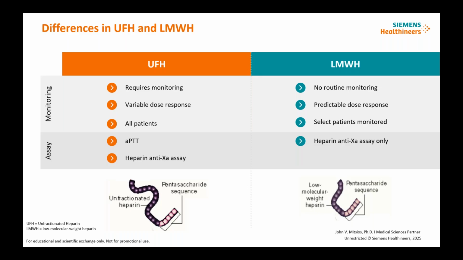It's the molecular weight or the size of the anticoagulants. But what's interesting is you can see in the slides that the pentasaccharide sequence is preserved in both unfractionated and low molecular weight heparin. If you look at UFH, which does require routine monitoring, it has more of a variable dose response, and monitoring is required in pretty much all patients, in which the assays of choice are your PTT and your anti-10A assay. Whereas LMWH does not require routine monitoring, has a more predictable dose response, and select patients do require monitoring, for example, patients who have some type of renal dysfunction, and the assay of choice is your anti-10A assay.